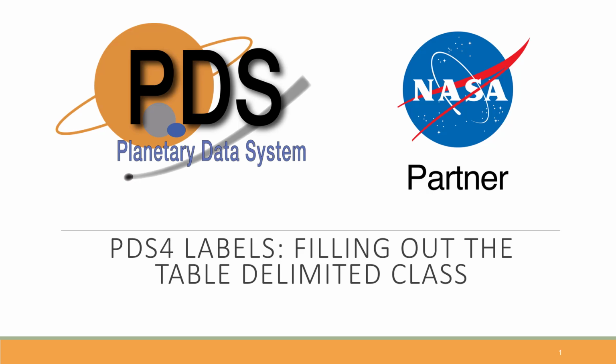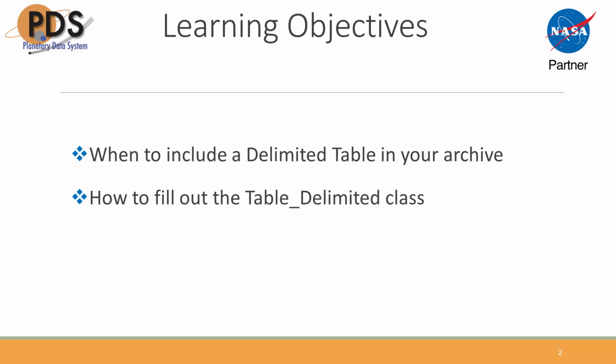This video covers filling out the Table Delimited class for a PDS4 label. In this video, we will cover when to include a delimited table in your archive and how to fill out the Table Delimited class. We will be using the Oxygen XML editor to view the label file and PDS4 viewer to view the table contents.